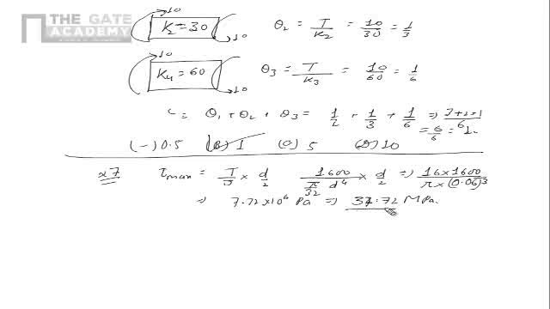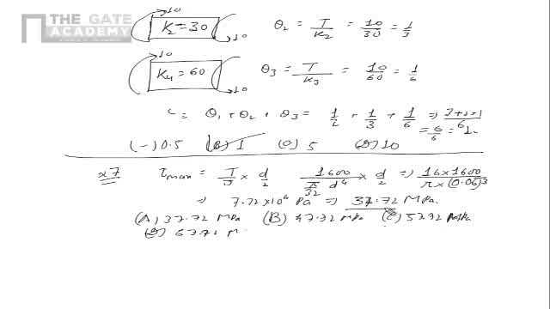So that's how you can solve without even solving. You can get the value of the stress. So the options are 37.72 MPa, that's the first option. Option B is 47.72 MPa. Option C is 57.72 MPa. And option D is 67.72 MPa. So this is the right option.